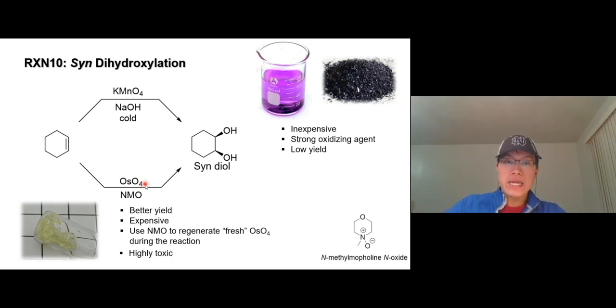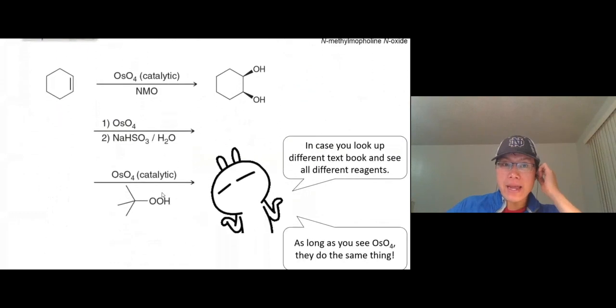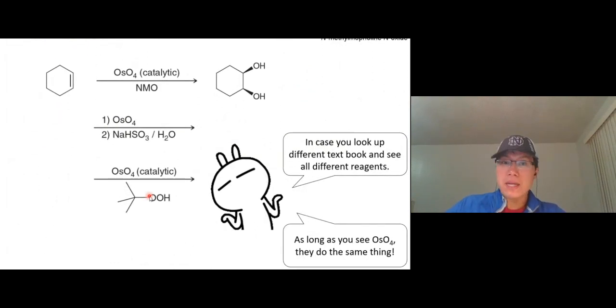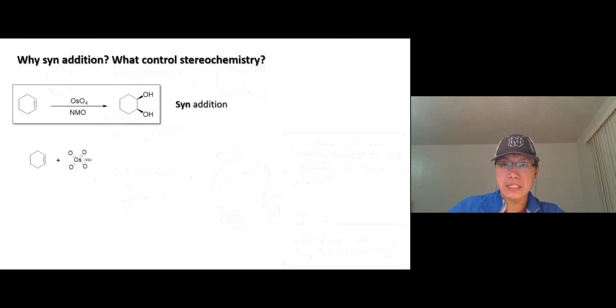Okay, so there are two ways to do it. Just in case, if you look at other textbooks or look it up on the internet, you might see the NMO replaced by some other reagent, but they're all the same thing. If you see osmium tetroxide, that's a syn dihydroxylation. Okay? All right, here's the mechanism. Now, you don't have to memorize the mechanism for this one, but the only thing you have to be able to explain is why we get this stereochemistry, syn dihydroxylation. Why do these two OH groups go syn, not anti?